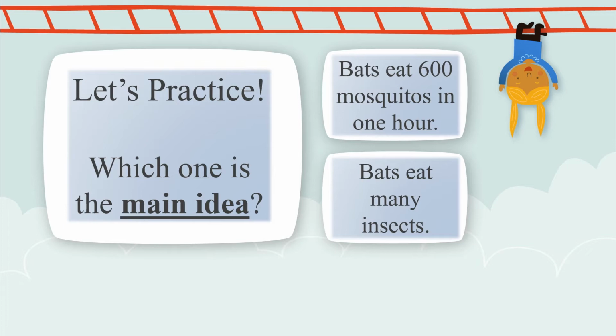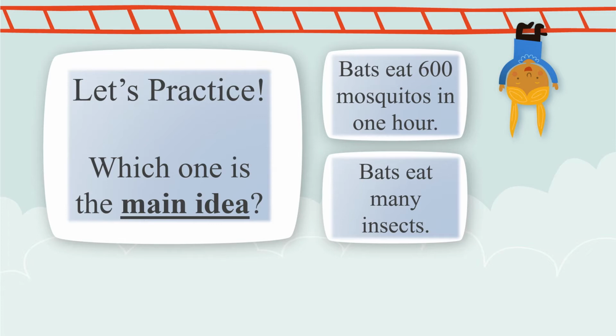It says bats eat many insects. Ooh, I think I like that one better. Do you remember our repeating words? The words it said it was repeating was insects, eating, and bats. Bats eat many insects. And I want to look back and think about the definition of main idea, because the definition of a main idea is what the text is mostly about.